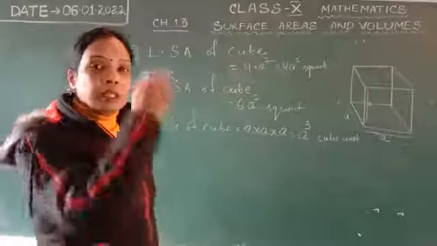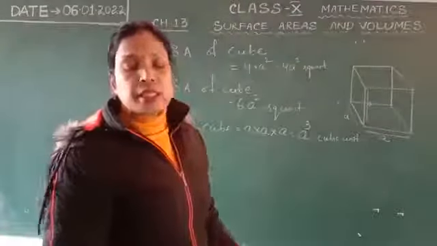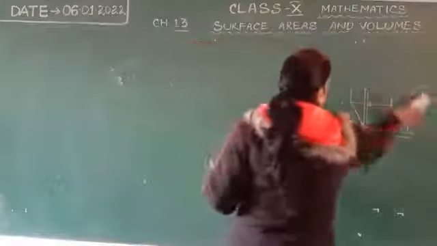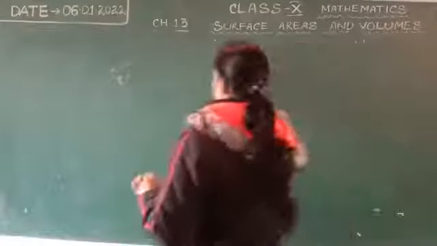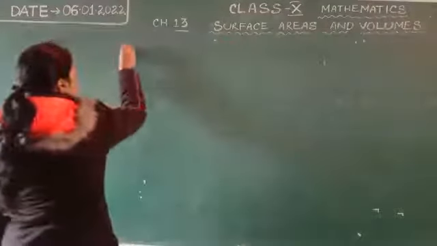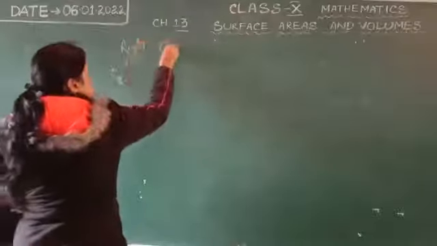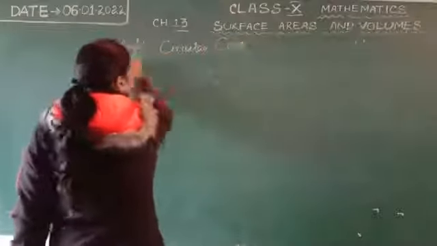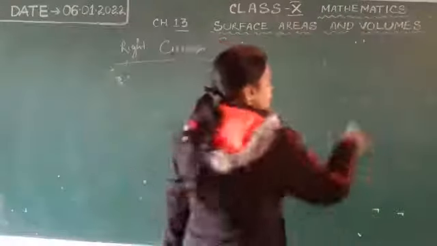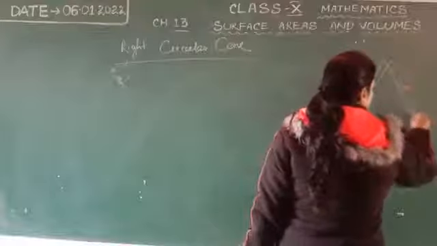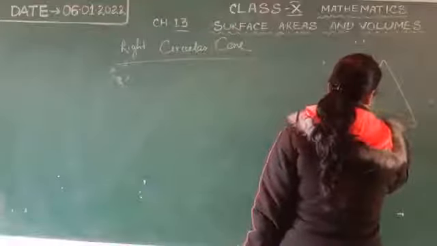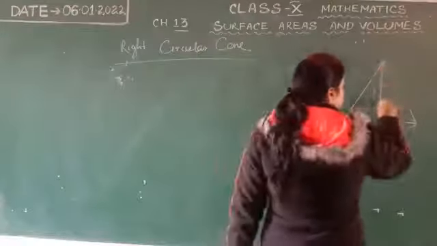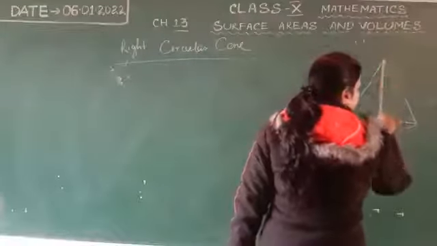Okay. Then the next solid or three dimensional shape is the right circular cone. Then the third one is right circular cone. I think all of you know the shape of a cone. This is the shape of a cone. Here this is the radius and this is the height.